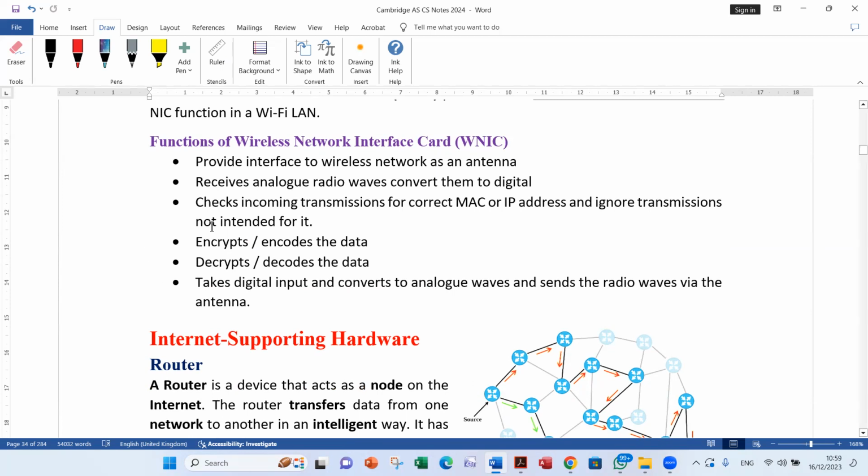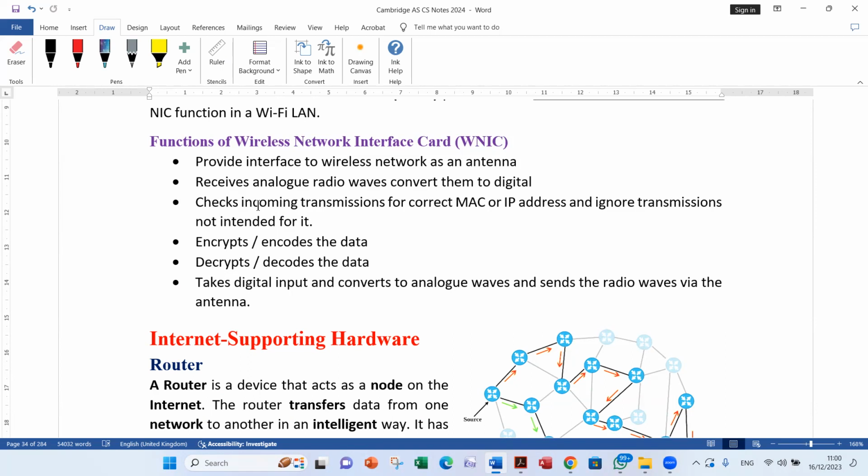Functions of wireless network interface card. What is the function of that wireless network interface card? It converts data into radio waves. In the first place, it converts data from electrical signals into wireless radio signals, radio waves, to be transmitted wirelessly.